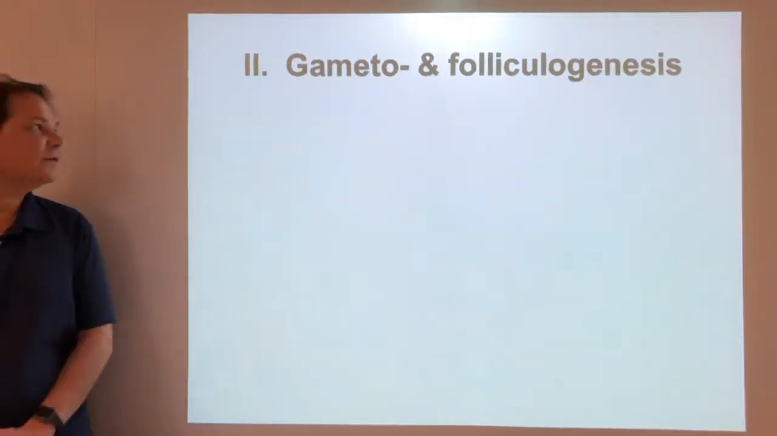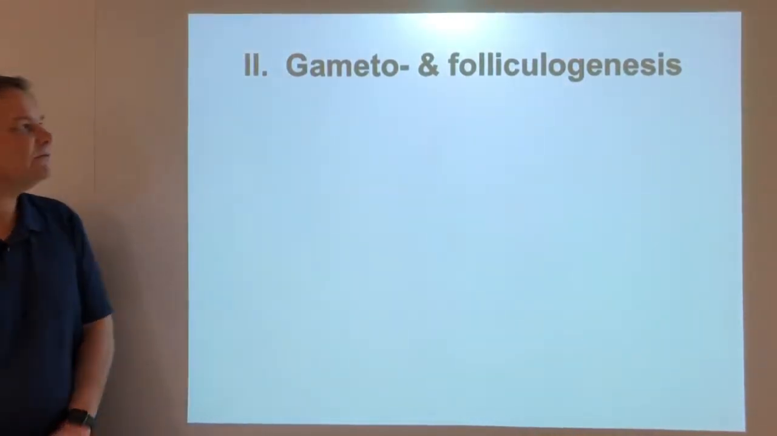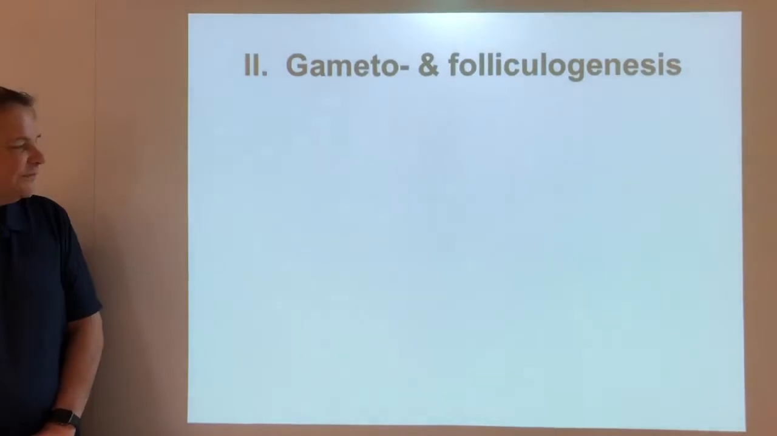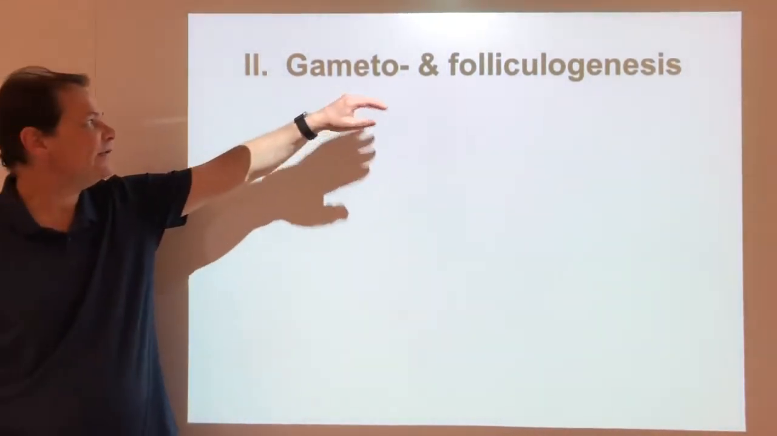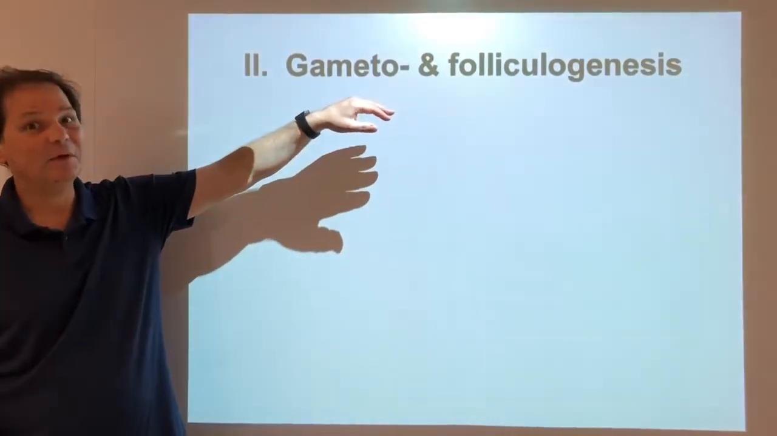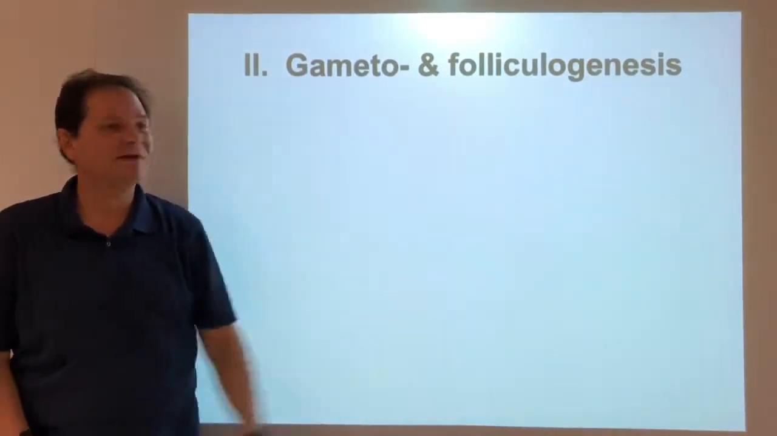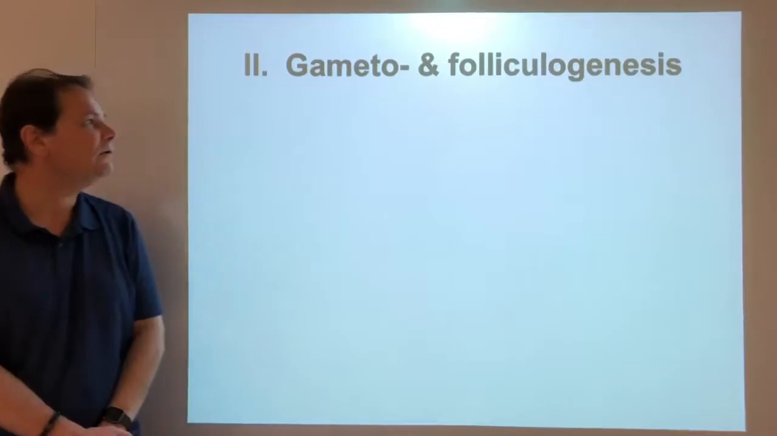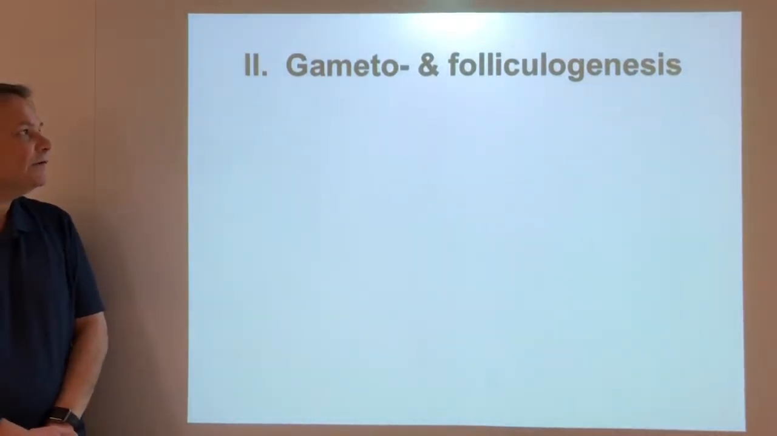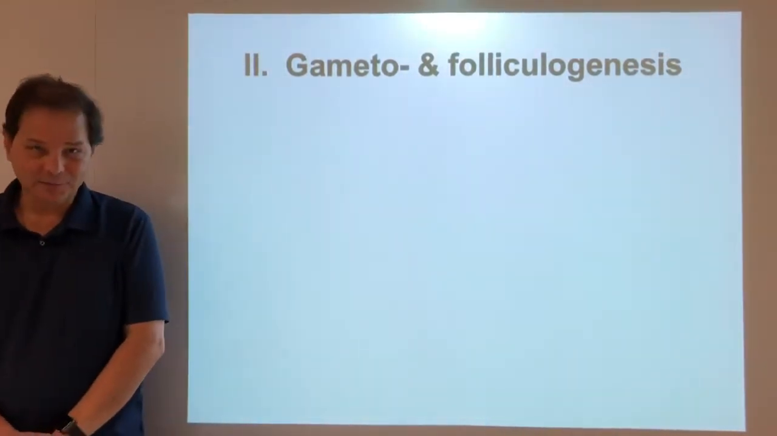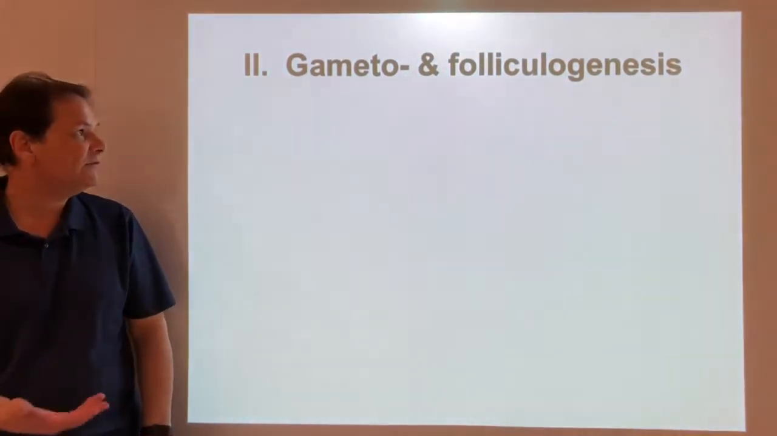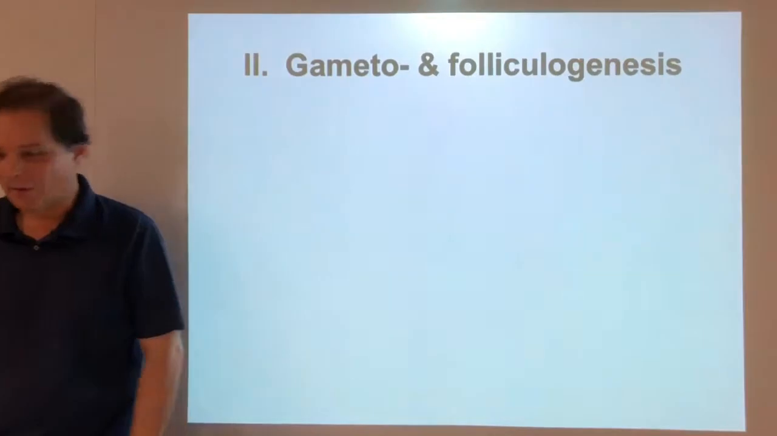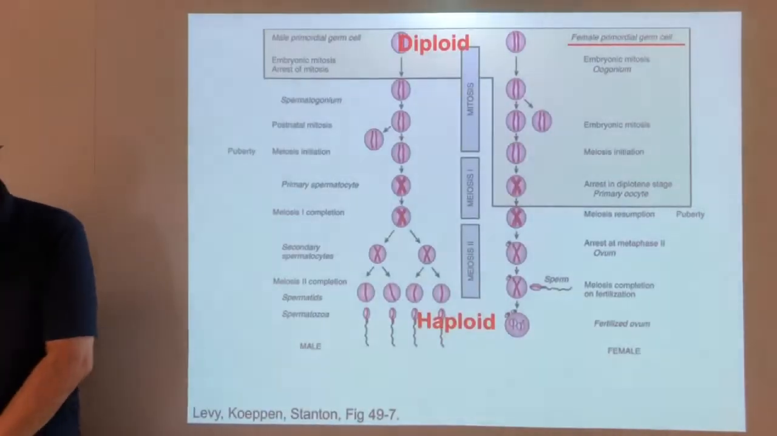Welcome to video 2 in the female reproductive endocrinology lesson. This video will start the process of talking about gametogenesis, that is development of the gamete, that is the ovum, and folliculogenesis, the development of the follicle in the ovary. These two, as you will find out, go together. And as the ovum develops, the follicle develops in parallel through stages.